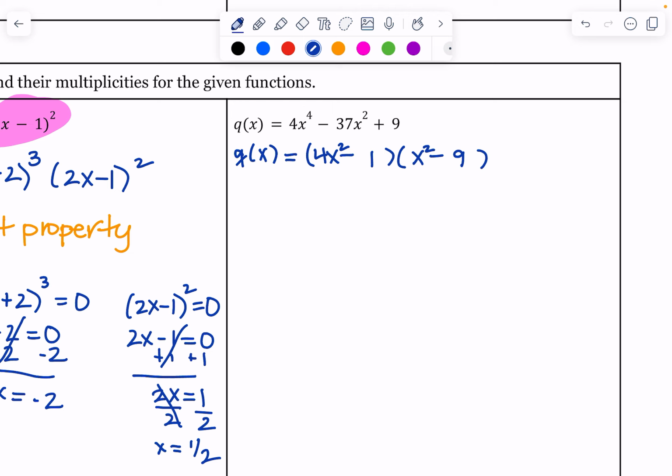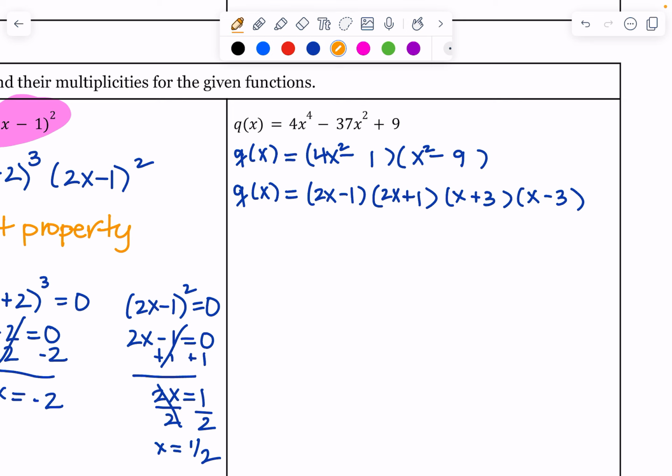Okay, and how I can check that really quick is if I multiply this right here, I get -36x squared. And if I multiply this right here, I get -x squared. And those combine to give me my -37x squared. So this one's good. Okay, this can continue to factor. And when I do that, for this first one, this would be 2x times 2x, and then -1 plus 1. And this would be x times x, and +3, -3.